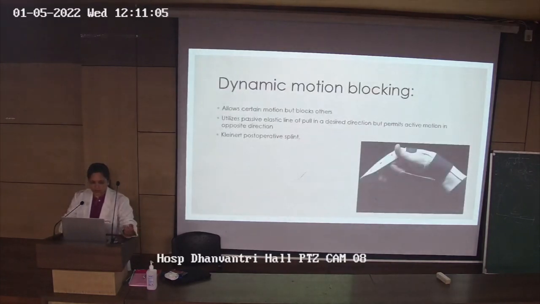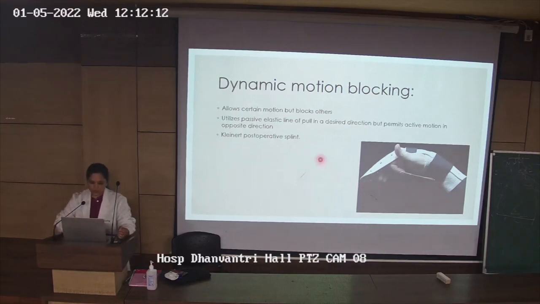The dynamic motion blocking one allows motion in a certain range and blocks it in the other. It utilizes the passive elastic line of pull in a desired direction and permits active motion in the opposite direction. So here this elastic cord is permitting the flexion, and the patient himself can do the extension and flexion movement and maintain the strength as well as the range of motion of the particular joint.